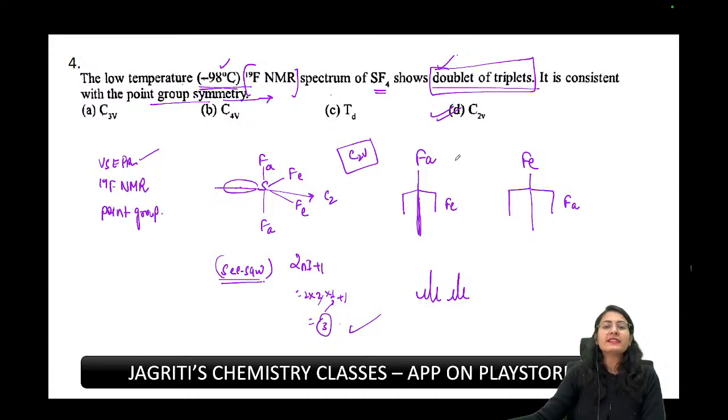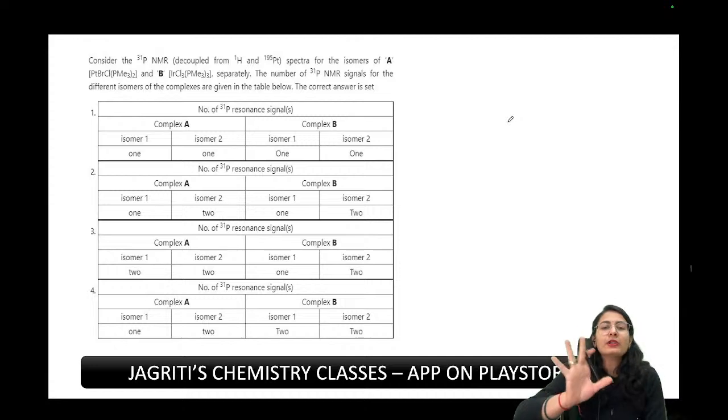It is C2V, isn't it? Not C3V, not C4V, because this needs 90 degrees, this needs 120 degree rotation, and it is not tetrahedral. So it is going to be C2V only. Very simple. Now look at this question.